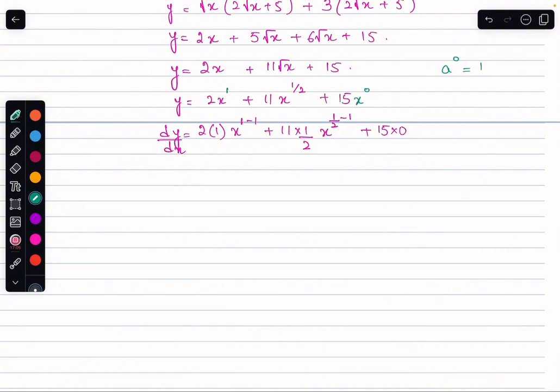So with a constant we can say it's x to the power 0. Therefore this 0 gets multiplied with 15, giving us obviously a 0 value, so it is getting eliminated because 15 times 0 is 0. So this constant gets eliminated. We don't even need to do this step. As soon as I see a constant in the equation, I should know that in the derivative function the constant should not be there, it should get eliminated. So this 15 should get eliminated, and here I will only be differentiating 2x and 11 root of x.